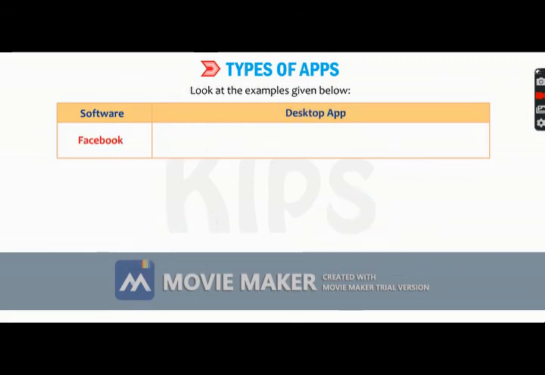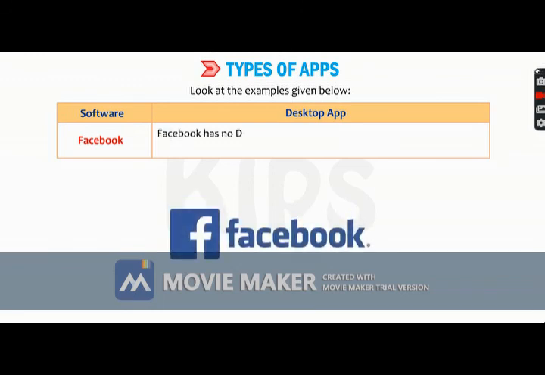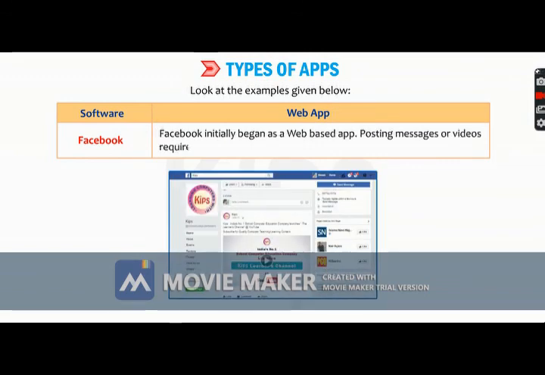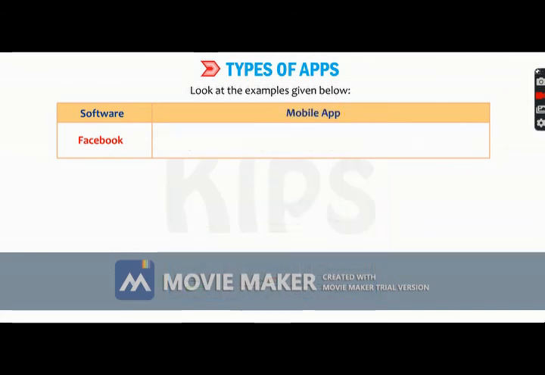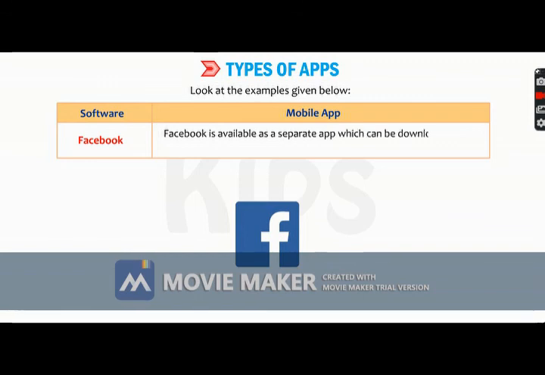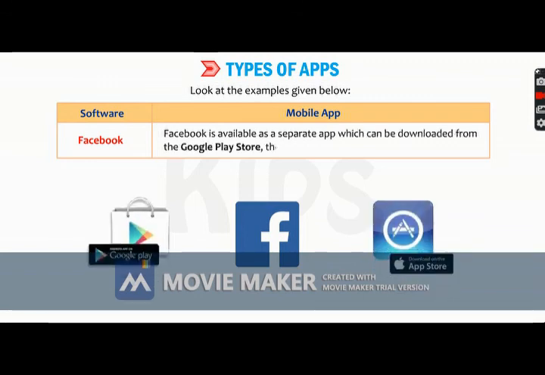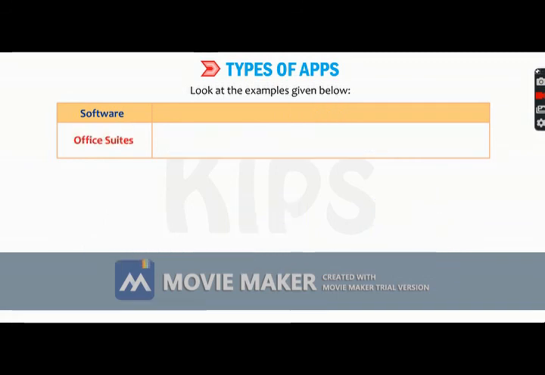Facebook. Desktop app. Facebook has no desktop application as it cannot be used without being connected to the Facebook site. Web app. Facebook initially began as a web-based app. Posting messages or videos requires you to be connected to the internet. Mobile app. Facebook is available as a separate app which can be downloaded from the Google Play Store, the App Store, and the likes.